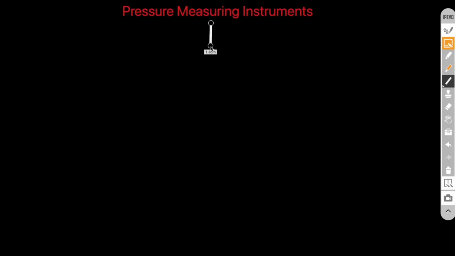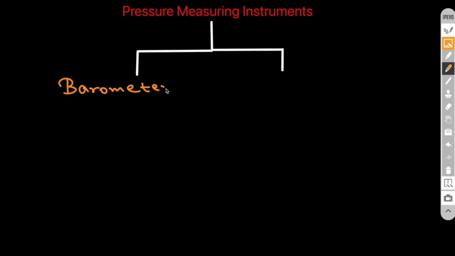Hello everyone, today we are going to talk about a very important topic of ideal gas, which is known as pressure measuring instruments. This is divided broadly into two categories, basically two types of instruments. The first one is known as barometer, whereas the other one is known as manometer. We'll first write the brief definition of these two.